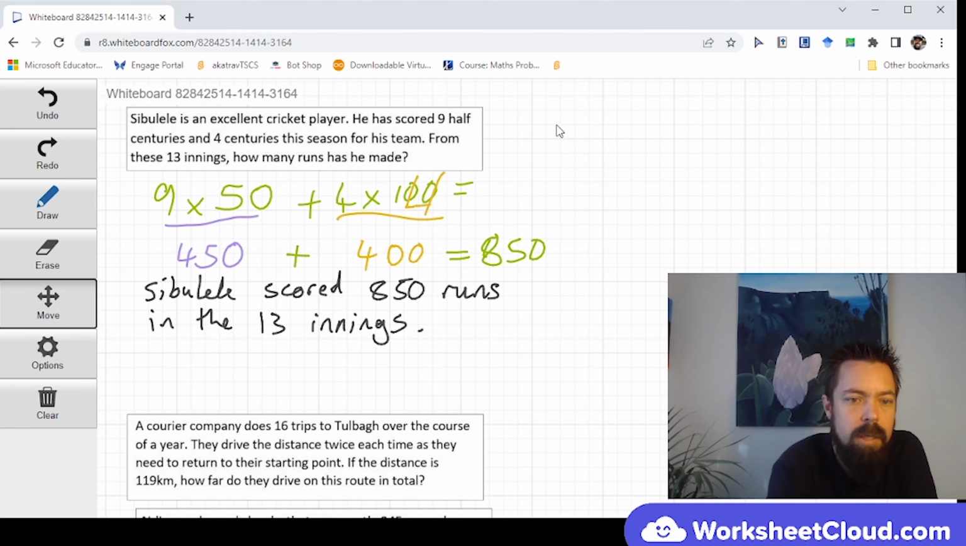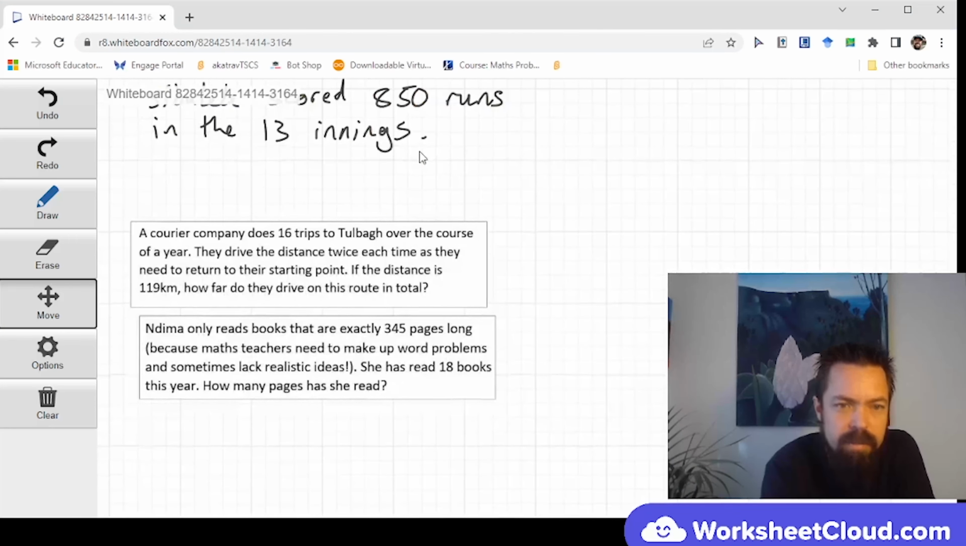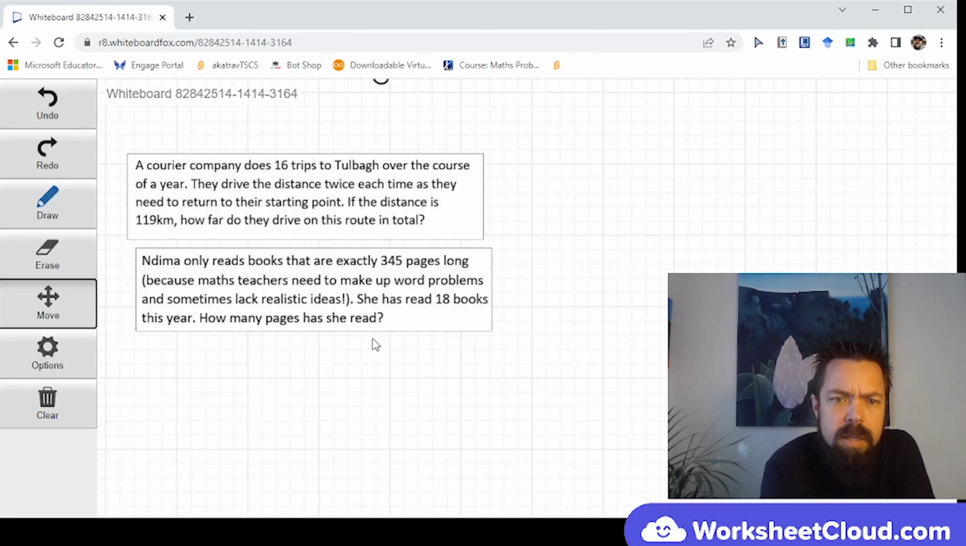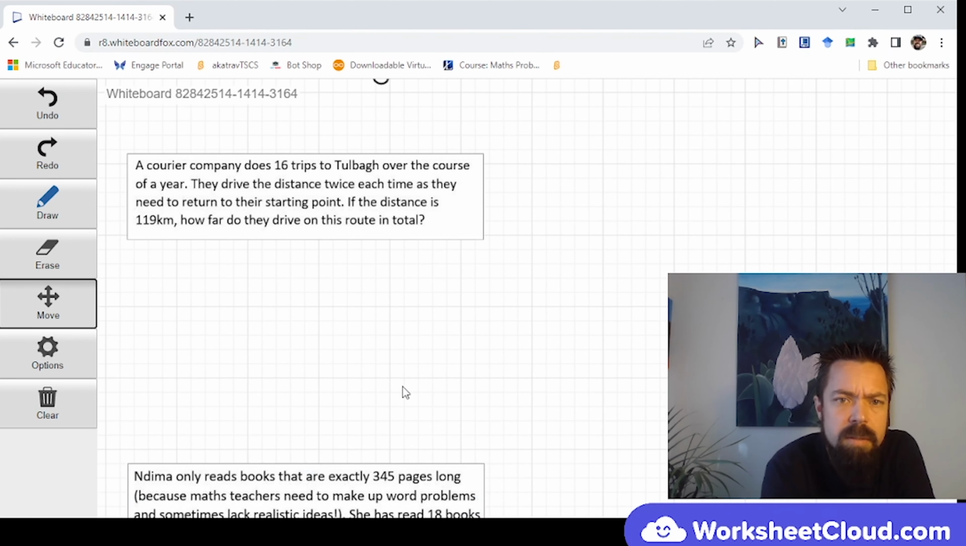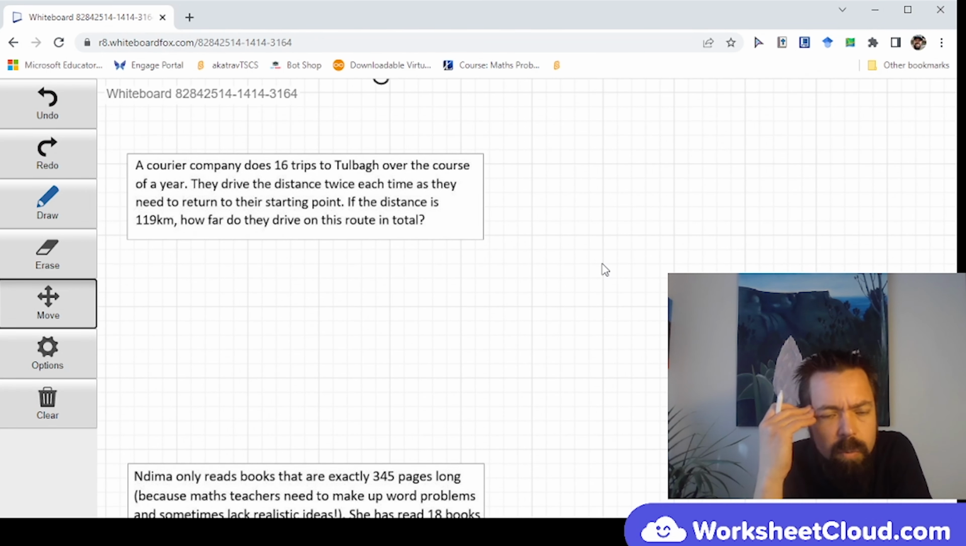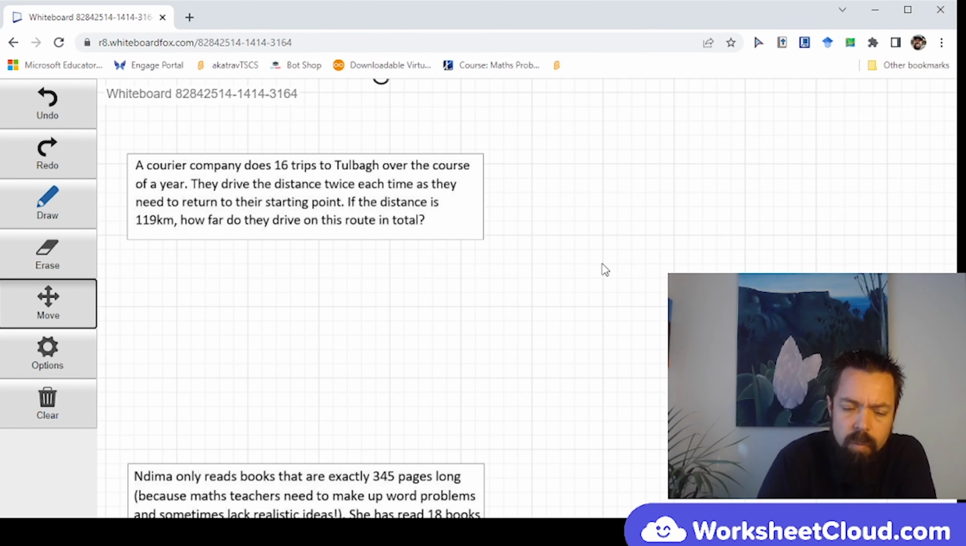All right, next one. I've made some of these problems a little bit more complicated, but not super complicated. And that's because often that is the hardest part of maths, to figure out what you're supposed to do with the words that you get in your word problems.